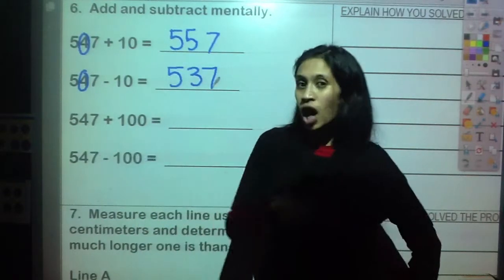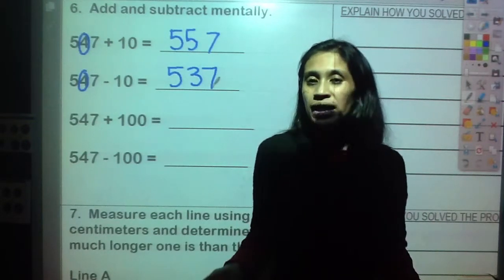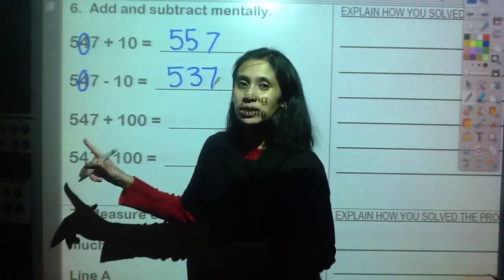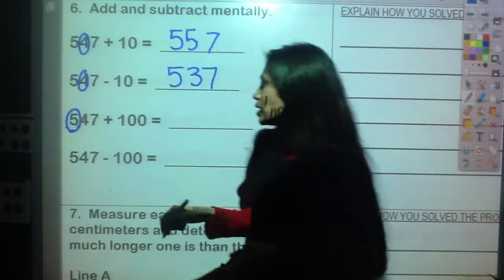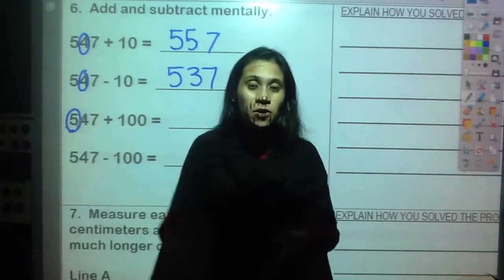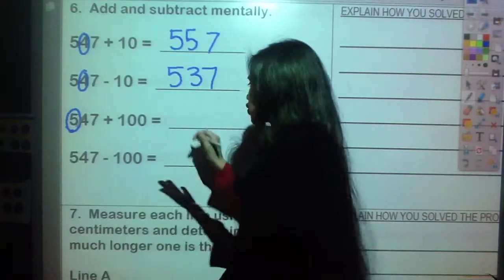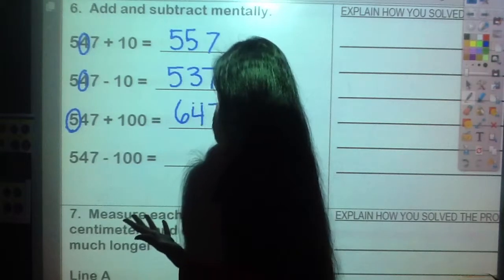547 plus 100. So now we're not looking at the tens. What are we looking at? We're looking at the hundreds place. Which number's in the hundreds place? The 5. Okay? So 547, we're going to add 100 to 500, and that makes it what? 600. 647.